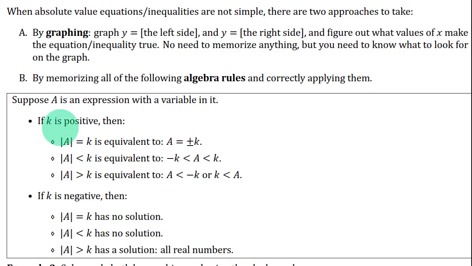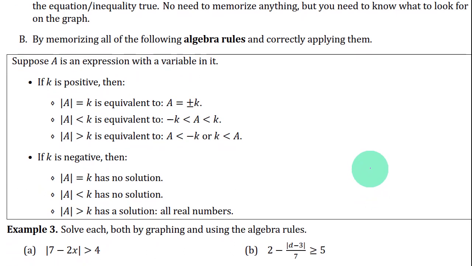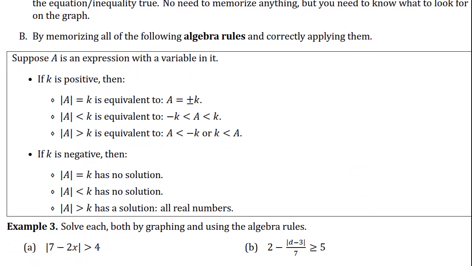So let's see. If we have a as an expression with a variable in it, let's look at example 3 to start this off. In this case, a is 7 minus 2x. That's what's inside the absolute value. And what we have is that it is greater than 4. The absolute value of a is greater than 4. So if we're going to use this algebra rule, what this is saying is that that's equivalent to a is less than negative k, or k is less than a.